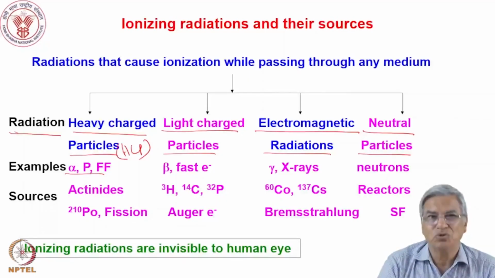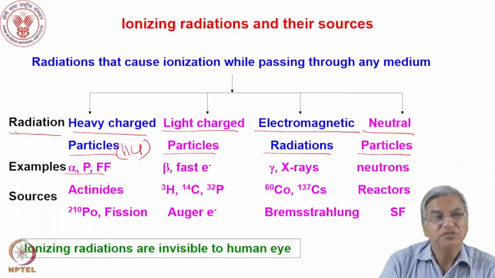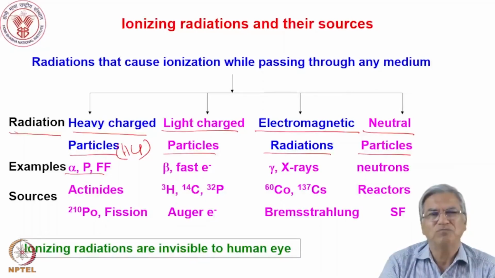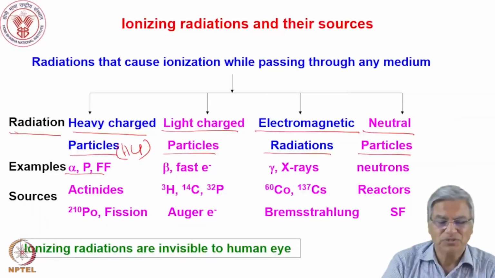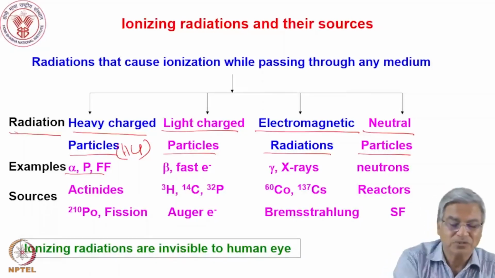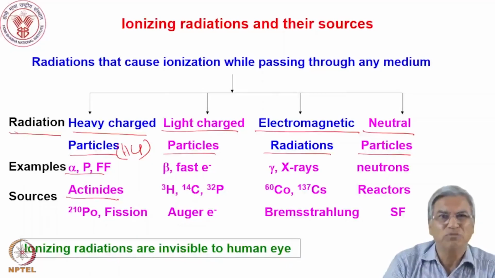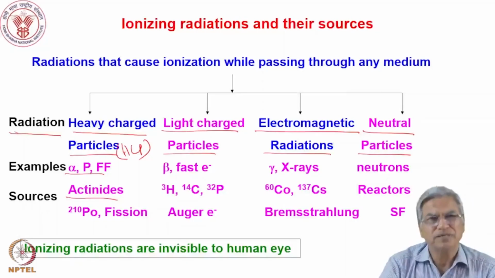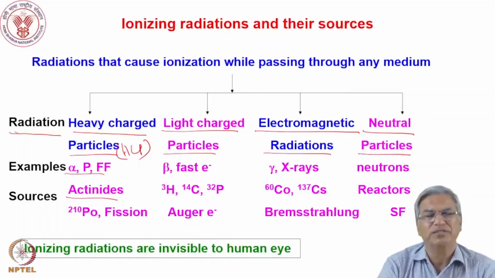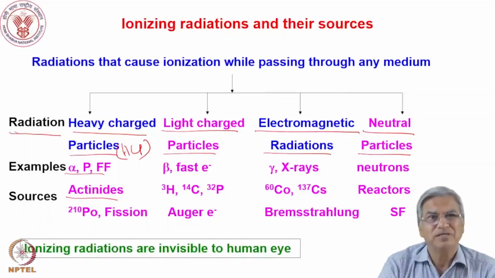How to detect them is also interesting. Fission fragments, when emitted from fissioning nuclei, are heavy charged particles, and therefore their interactions are similar to heavy charged particles. The sources of these HCPs, like alpha particles, are actinides like thorium, uranium, plutonium, and so on. Protons are emitted in nuclear reactions, or we can have an accelerator producing high energy protons. And fission fragments are emitted in spontaneous fission or induced fission.